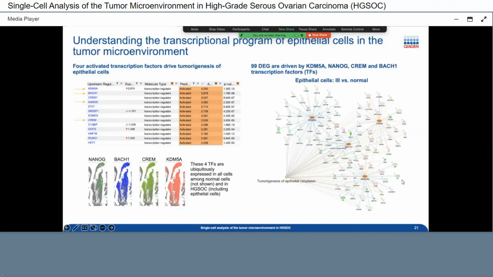For the beauty of the presentation here, I also asked the question, when I have a program like that of transcription factors, what type of process can I see? And as you can see, statistically significant, you have a tumor progression of epithelial cells in particular. So just these 4 guys here are promoting a big push of tumor progression. 99 of these differential expressions are driven by these 4 guys, so they must be really important.